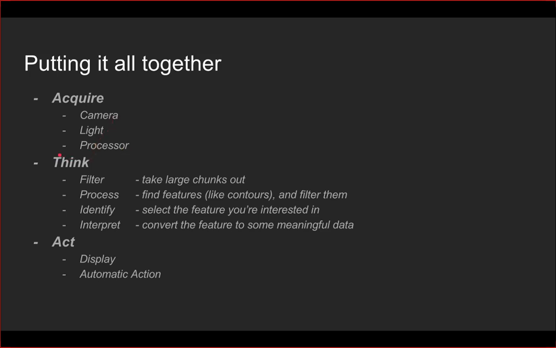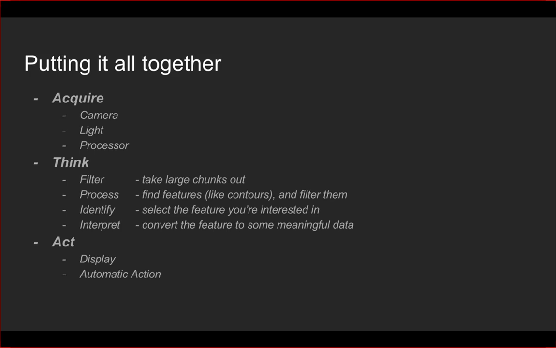Moving on to the thinking stage, this is what most people instantly think about when they hear of computer vision. You have your filter, which takes out large chunks. You have your processing, which finds the features, in this case contours, and filters them out based on its own criteria to only the ones you care about.